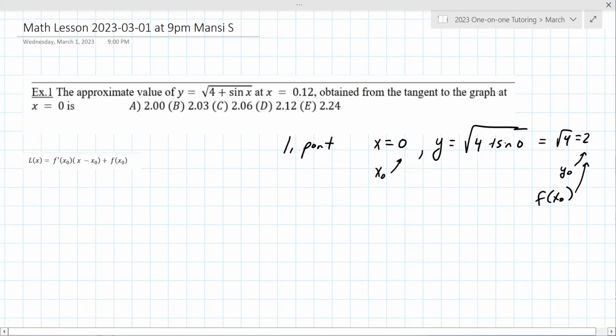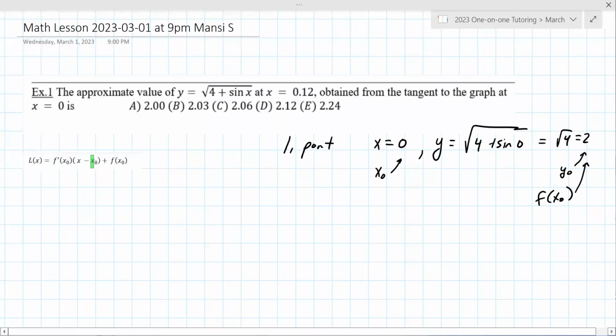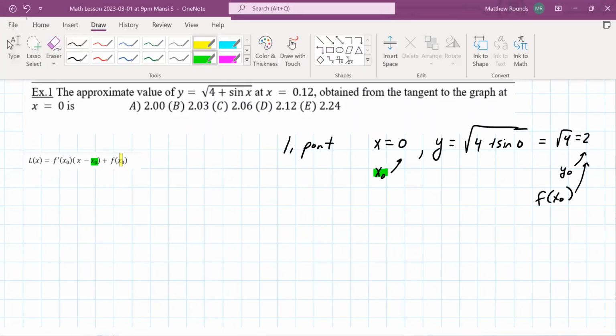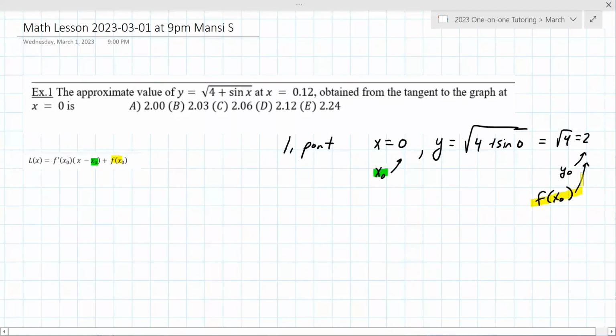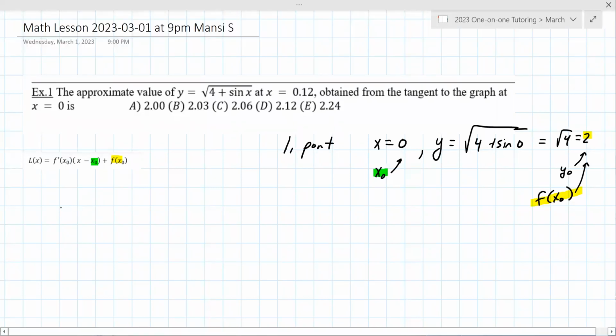Clear? Okay, x0 equals 0. We're putting 0 into this y right here. Sine of 0 is 0, so it's just the square root of 4, which is 2. And they're using different notation. They like to use x0 instead of x, and then f of x0 is really y. Is that okay or not? Yes. All right. F prime is derivatives.